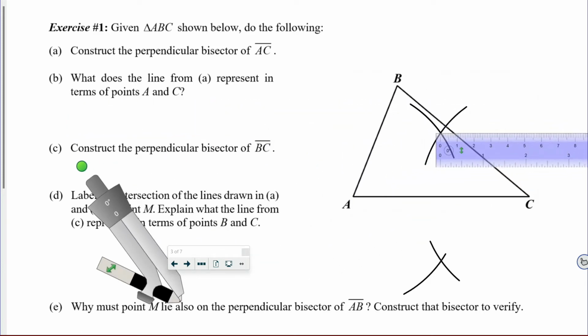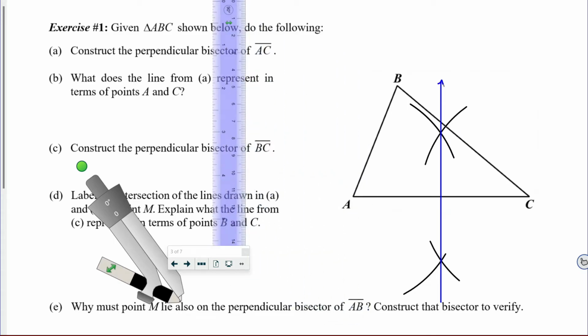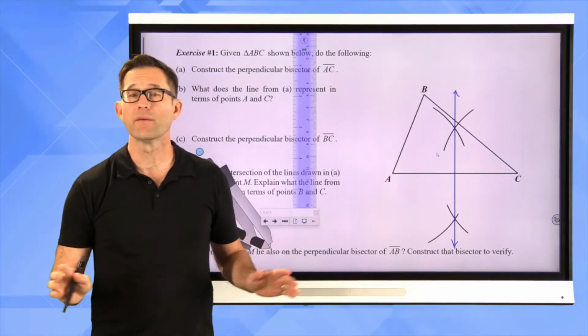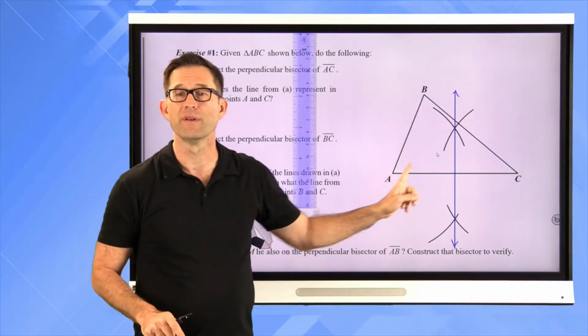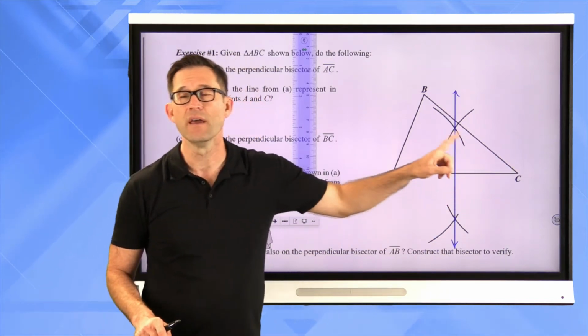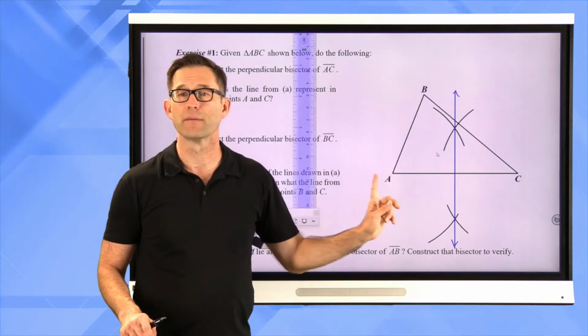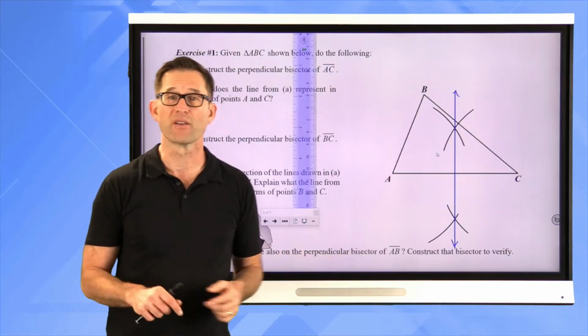I'm going to bring my straight edge over, and I'm going to draw a line that goes through those two intersections, and that is the perpendicular bisector of AC. All right? So again, very, very simple. Just as a reminder, what we're doing is we're locating a point up here that's equidistant from A and C. We're locating a point down here that's also equidistant from A and C. Therefore, both that point and that point must lie on the perpendicular bisector of AC. So when I draw the line through the two of them, I have drawn the perpendicular bisector.